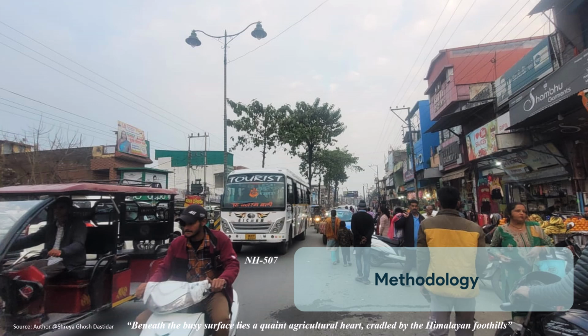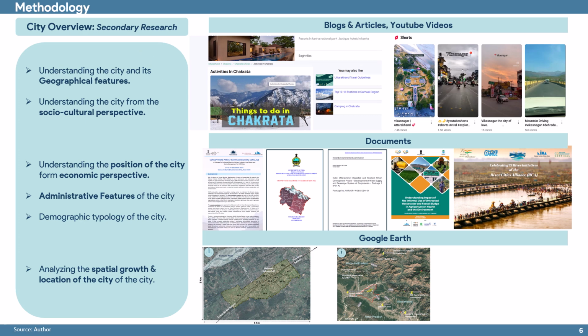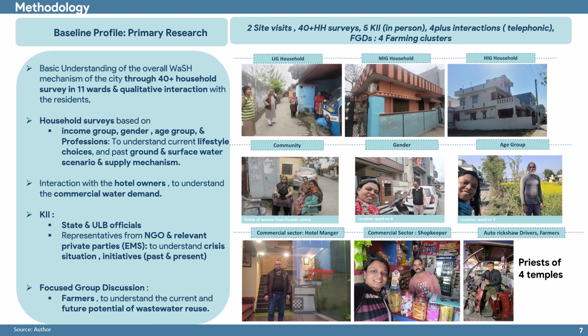So the study is divided into four phases, namely city overview, baseline profiling, gap analysis and assessment, and lastly recommendations. The city overview in the first phase has been done through secondary research from blogs, articles, videos, various documents, and primary understanding of the spatial extent of the city from Google Earth. The second phase included primary observations through site visits. I visited the site twice for 1 week each.